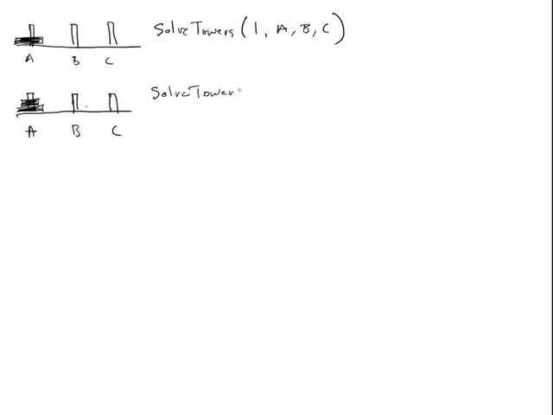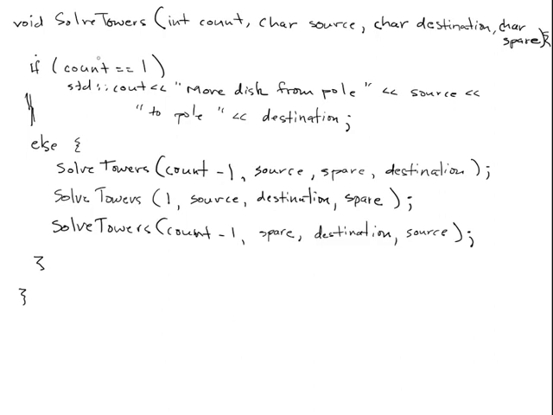Solve towers to A, B, and C. All right. So let's look at what happens inside of our code now. So count obviously does not equal 1. So you know what? We need to make a call to solve towers. And the count is going to be count minus 1, source, spare, and destination.